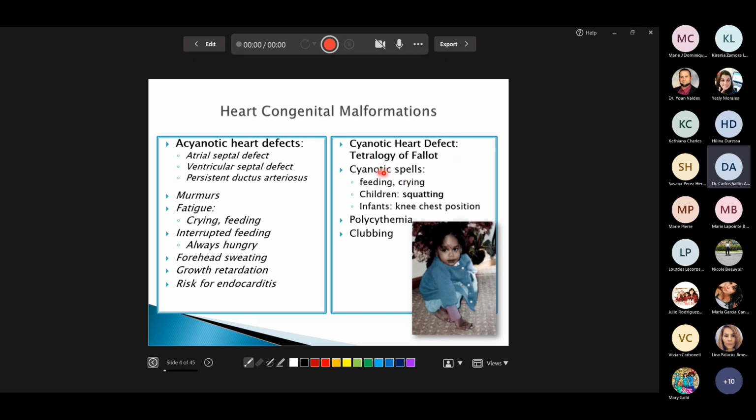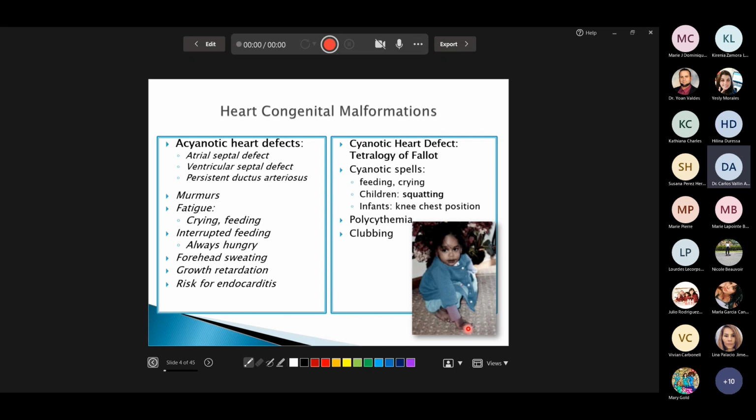You differentiate the central cyanosis, which is the one that you see in a tetralogy of Fallot, because the lips and the mucosa are cyanotic. Babies normally have cyanosis in the hands and feet. It's called acrocyanosis. It is not central cyanosis. This is not a problem. The bad cyanosis is the cyanosis that involves the lips and the mucosa, apart from the extremities. And they are born with central cyanosis.